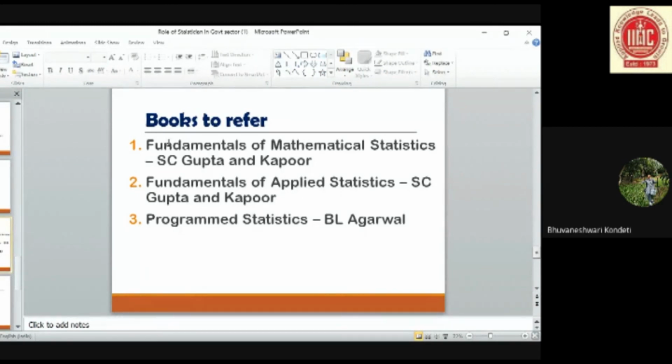And the final one is Programmed Statistics by B.L. Agarwal. This book covers each and every concept in a brief manner, and it also has many multiple choice questions for practice. Just going through concepts is not enough. You need to practice some multiple choice questions also to get qualified in the examination. This Programmed Statistics book will even help in the PG entrance you will be writing, right? There also it will help. This book is available in the IMC library. When I was in BSc, I used to refer to it there.